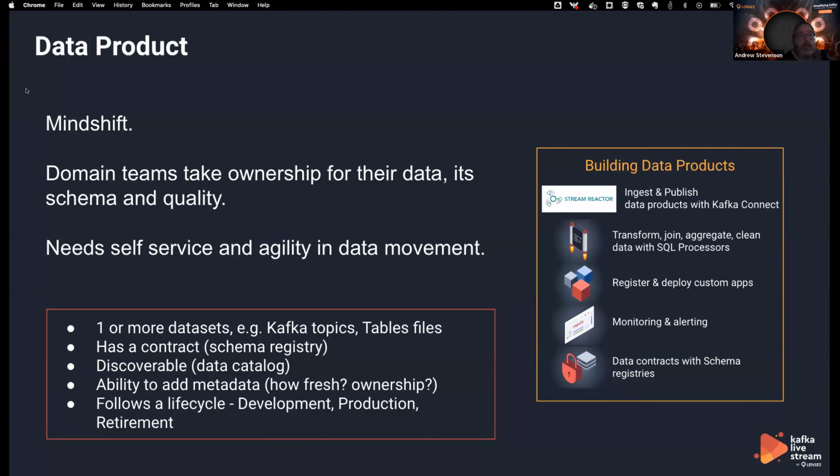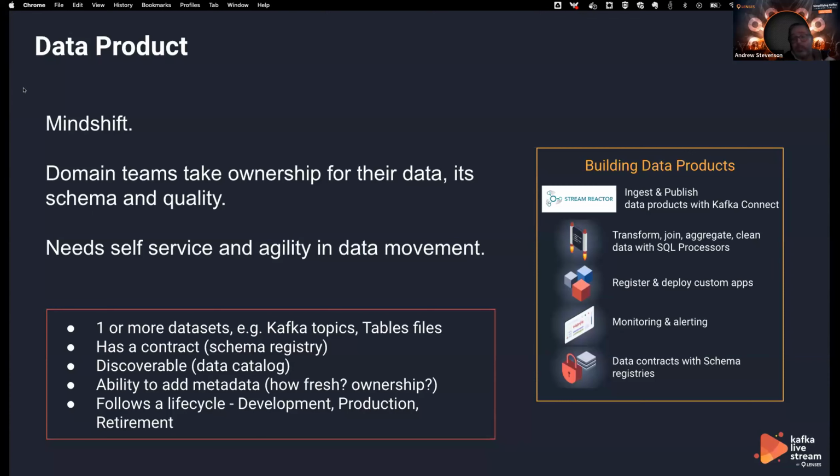So what's actually in a data product? It could be anything. It could be a Kafka topic. Sorry, it could be a table. It could be a file. But really, what you want to have is a contract around it. So in the Kafka landscape, this is where the schema registry would come into place.